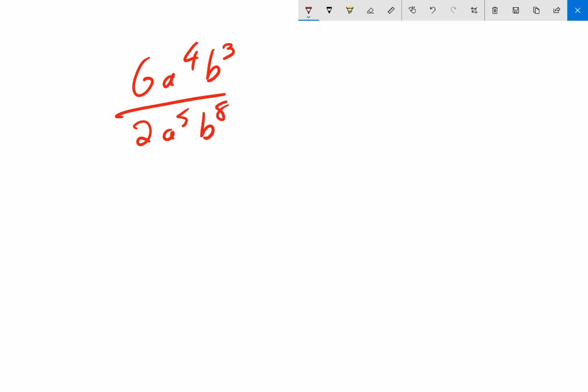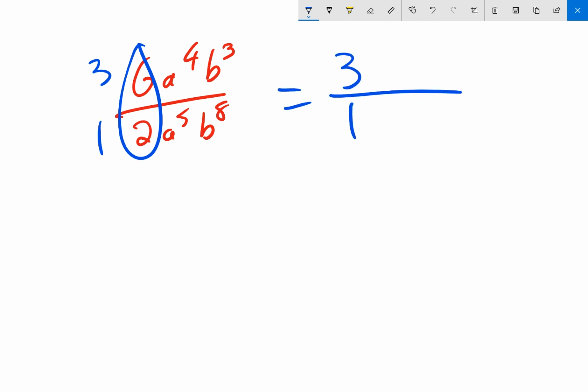Number 4 is actually pretty easy. We have 6a to the 4th, b to the 3rd over 2a to the 5th, b to the 8th. So this is just about simplifying and canceling out. So 6 over 2 can reduce to 3 over 1. So as far as your answer goes, you'll have 3 on top, 1 on bottom.